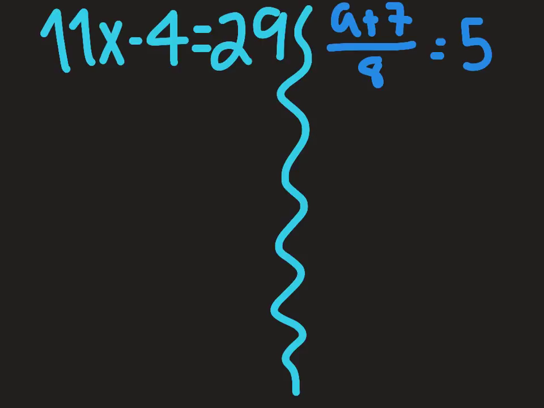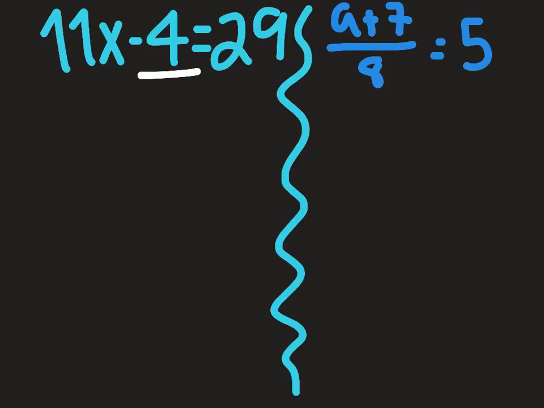Okay, so let's look at this first one. 11x minus 4 equals 29. So the first thing you want to do is get the variable by itself, but you do the one that's farthest away from it in a sense. Like in this part, it would be the negative 4. It's not really that far away, it's more of like a term.